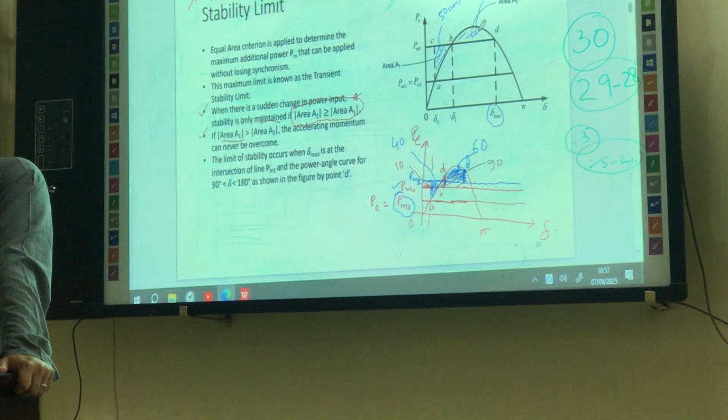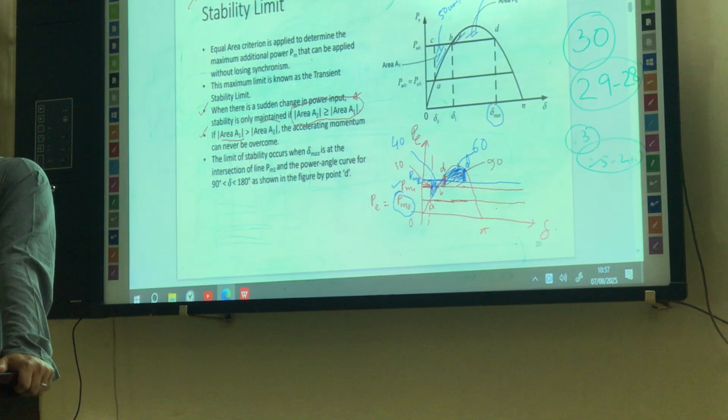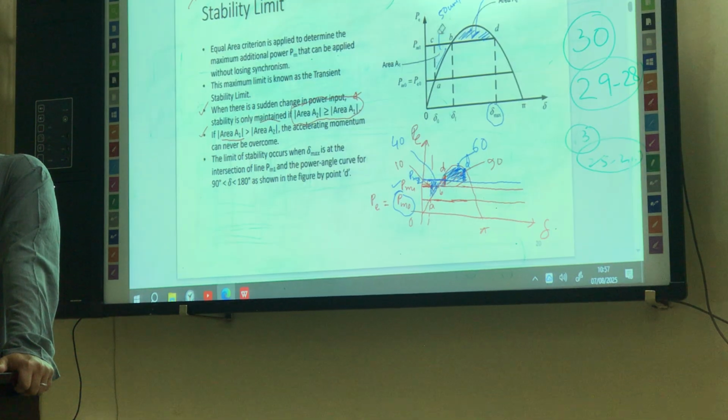Also in this case it will be stable, right? Because this 50 unit energy will be dissipated within this area. That means the swing will be from A to B, then B to D, B to D, then B to D. This will be the case. Now let's think about the next case.